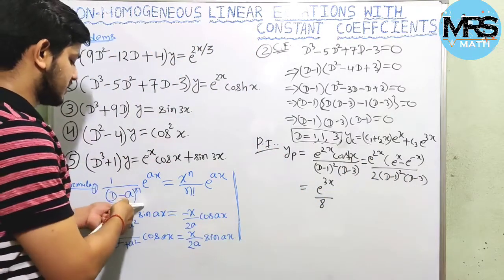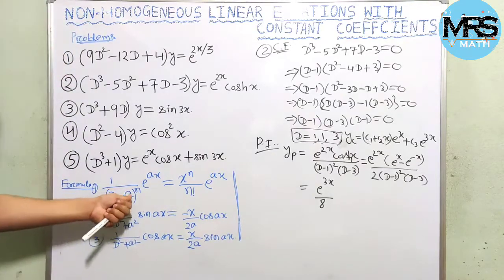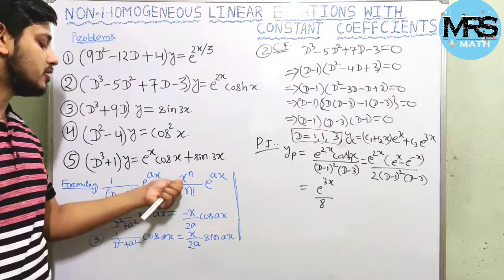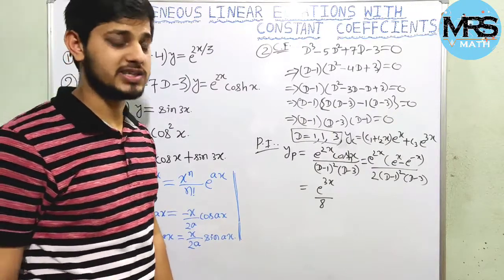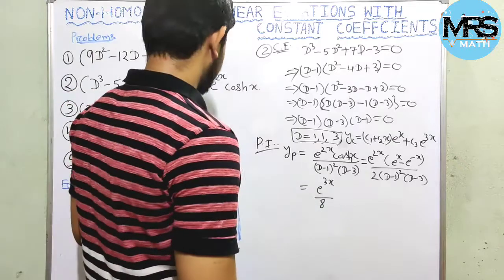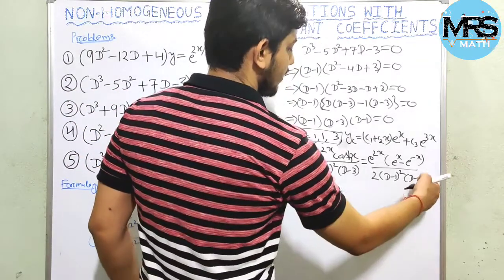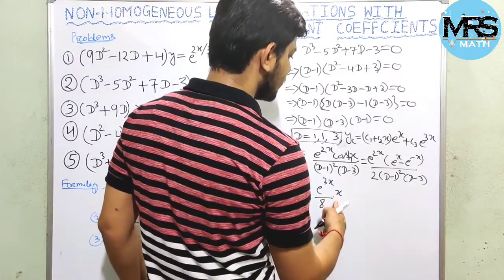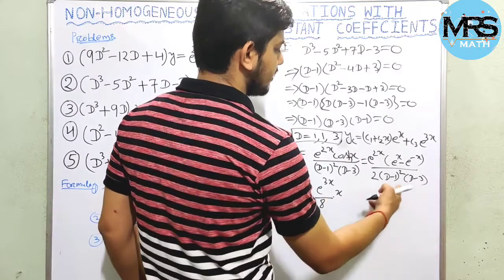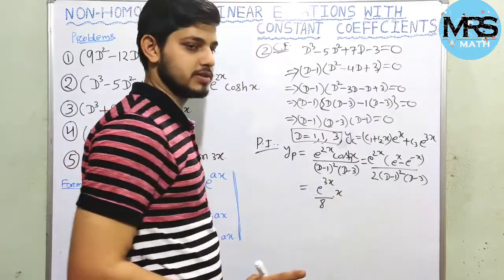So we cannot apply that one. Again we will come to this formula, that is if it is in the form of 1 by d minus a to the power n e to the power ax, then what will be the answer? That is x to the power n by factorial n, e to the power ax, correct? So here what we will get? What is n? n is 1, so x by factorial 1, that means 1 factorial is 1, into e to the power 3x, correct?